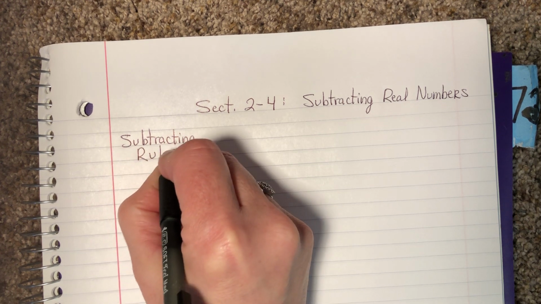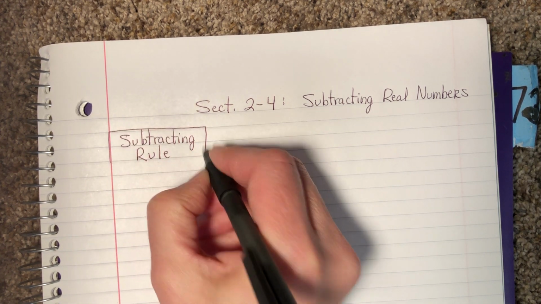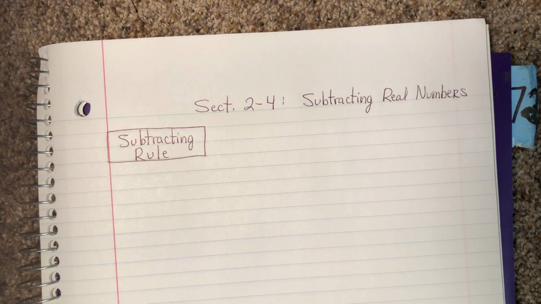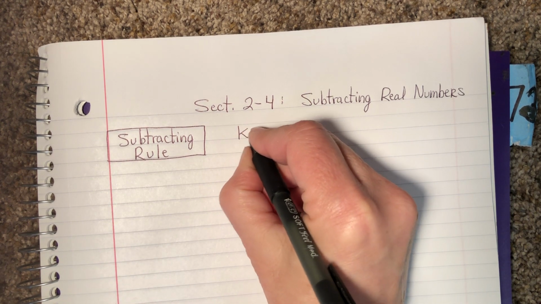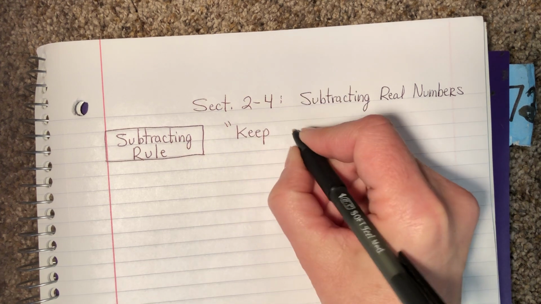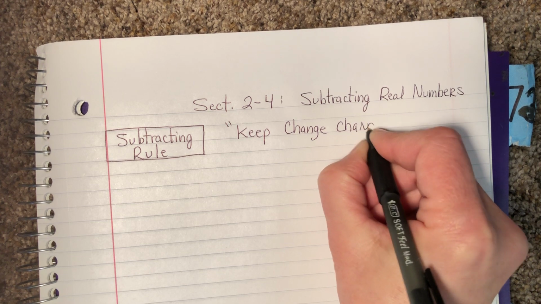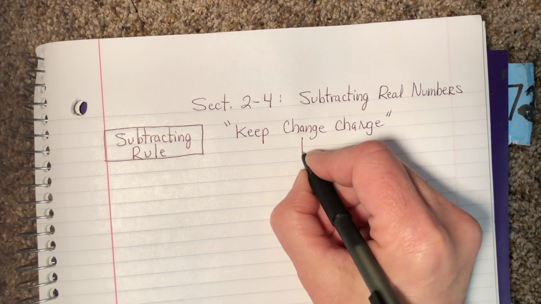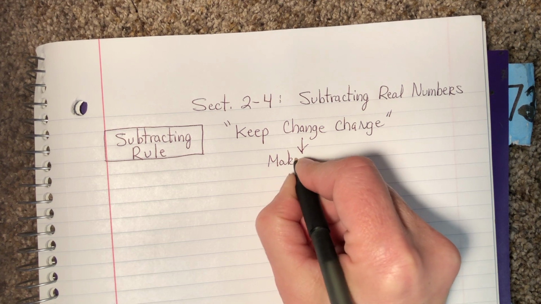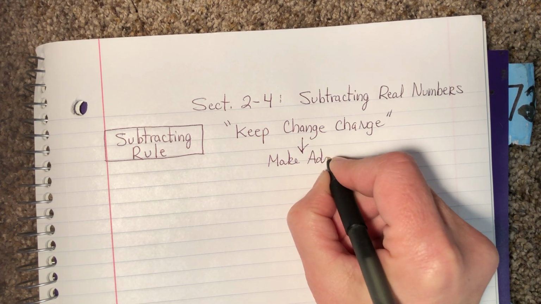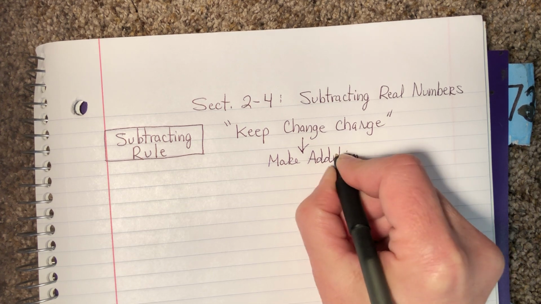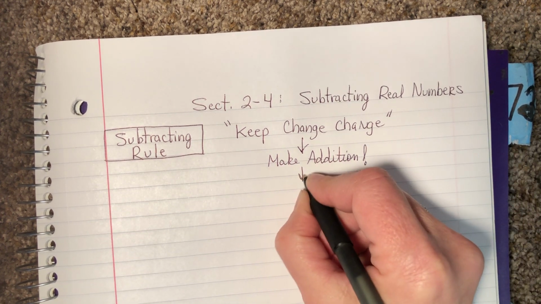Subtracting rule, because the last section we did was addition rules, and the addition rules say that if the signs are the same, you just keep the sign and add the numbers, and if the signs are different, you subtract the numbers and take the sign of the number that's bigger. Well, for subtracting, you're going to keep, change, which will turn subtraction into addition, right? Make addition, and then you follow the addition rules. So we're kind of killing subtraction in a way because nobody likes it. And then you follow the addition rules.